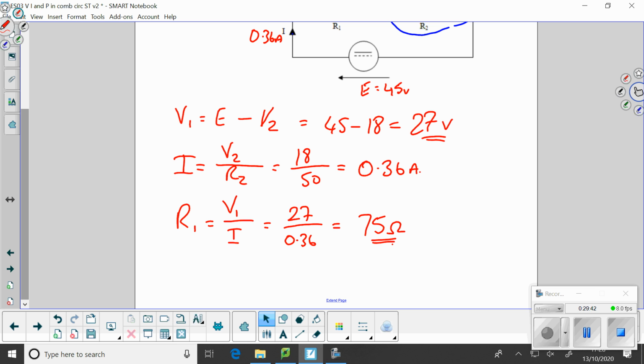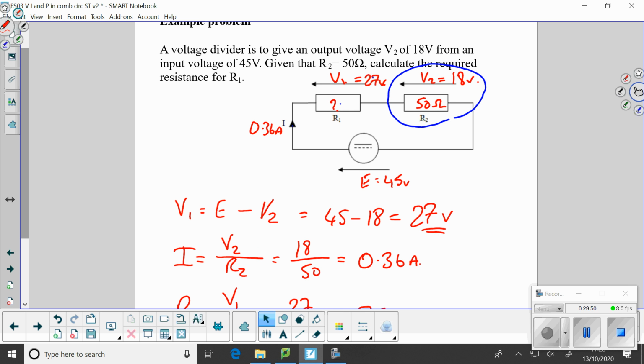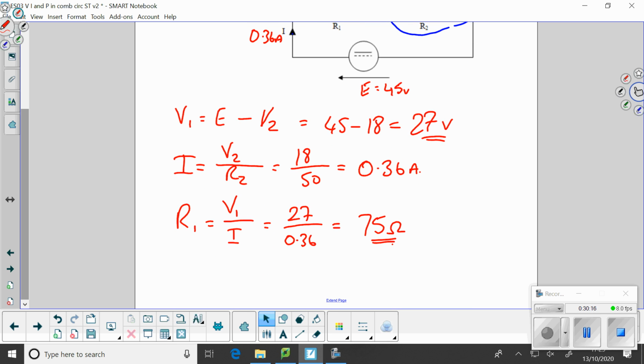So we're supplying this circuit with 45 volts. If you put a 75 ohm resistor in there, you'll drop 27 across it, leaving 18 there. Quite a common thing to break voltages up using voltage dividers in some circuits. So we lose voltage in the case of series circuits. Everybody got what they want from that, yeah?